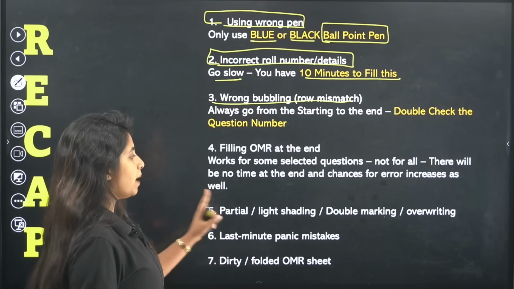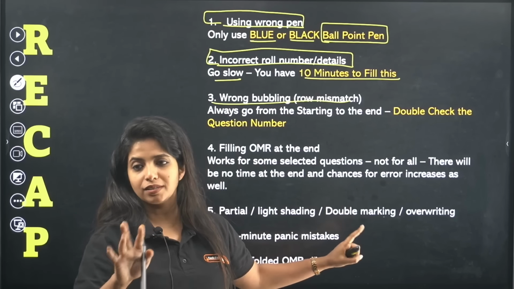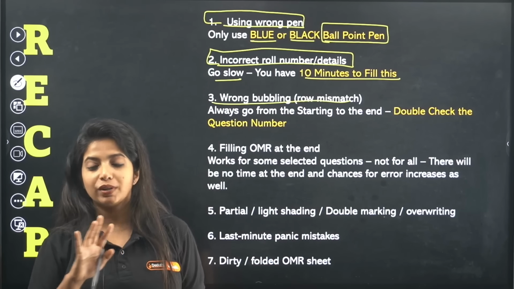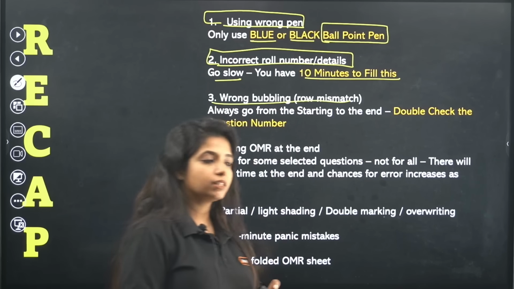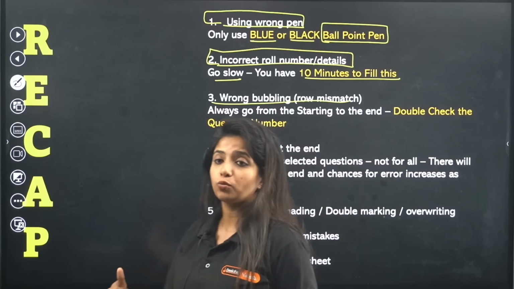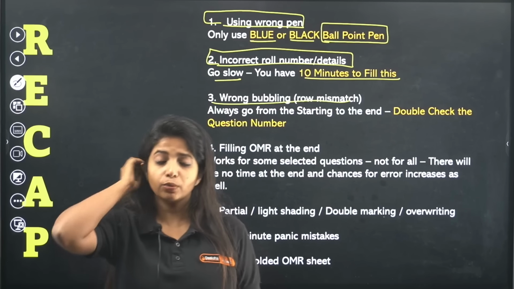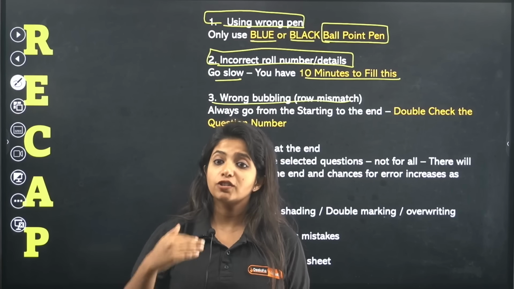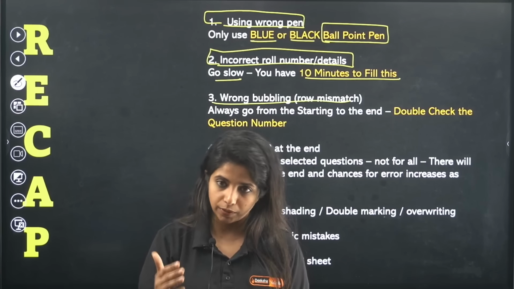Next thing, as I said, partial or light shading or double marking. Giving 2 answers does not work at all. And last minute panic mistakes. This is something that we are prone to do. Whenever we hear that bell, or basically whenever we see that time is approaching, what we do is randomly try to mark answers. Don't do that. For the questions that you know, you do. For the questions that you do not, just look at it. If at all there is any possibility to do it properly, do.